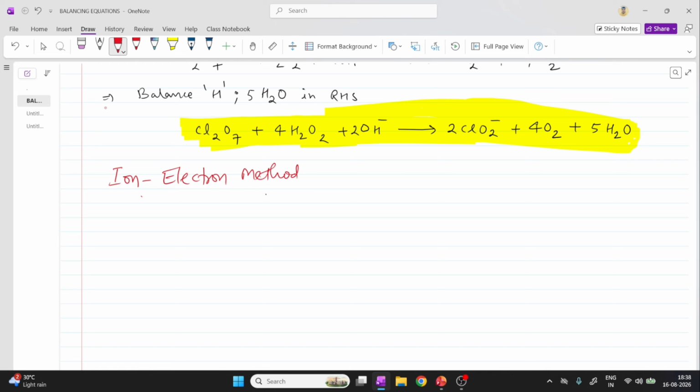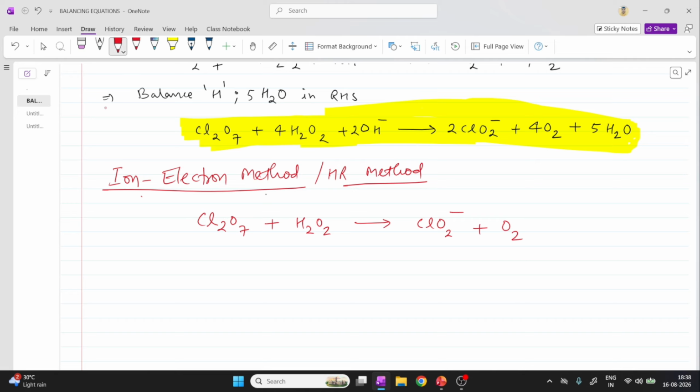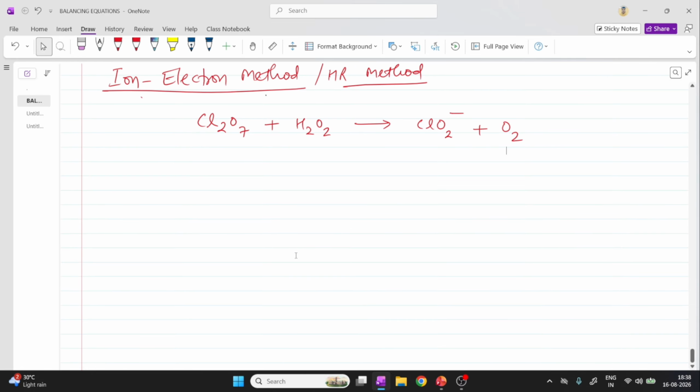Ion electron method, half reaction method, HR method. Again I have the equation, sorry, this is not Cl, this is Cl2O7 plus H2O2, and this gives ClO2 minus plus O2. So this is the equation that I have, and now I will be using the half reaction method.